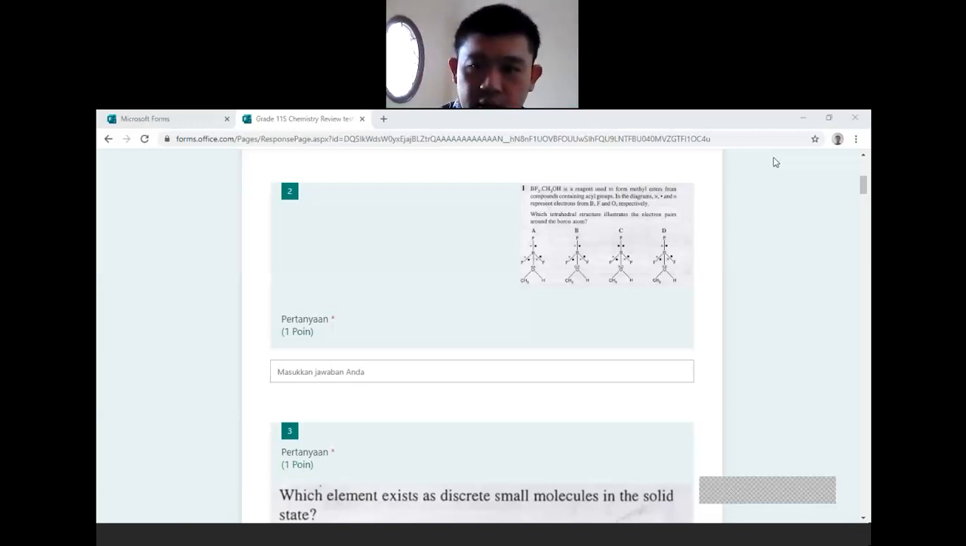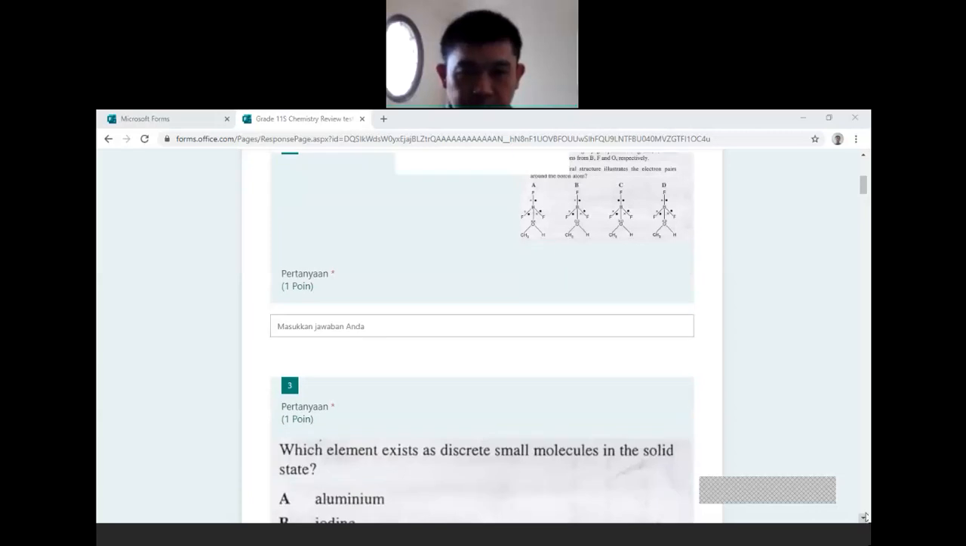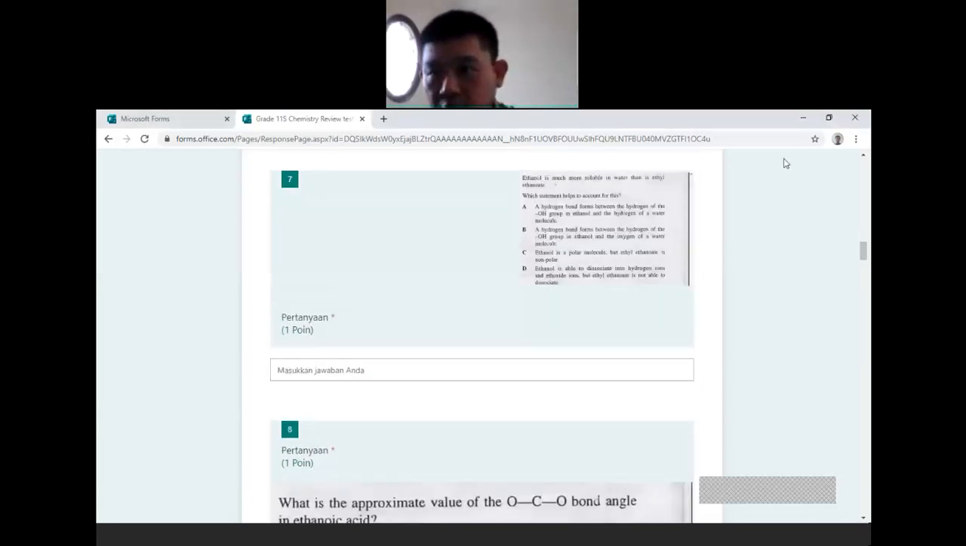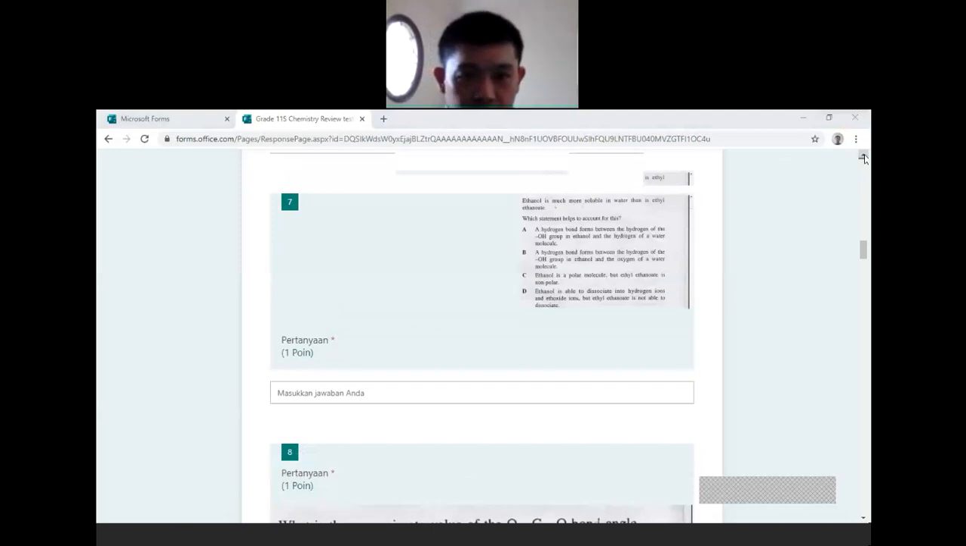So because boron does not have any lone pair, the oxygen will form a dative covalent bond to the boron. So the answer is B, and the electron from oxygen is the unshaded circle. And then for the next number.